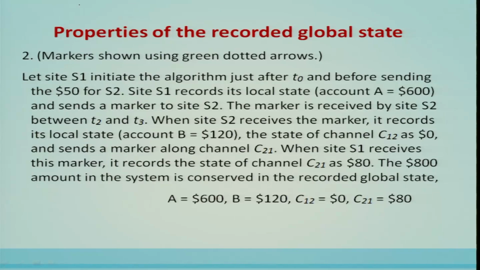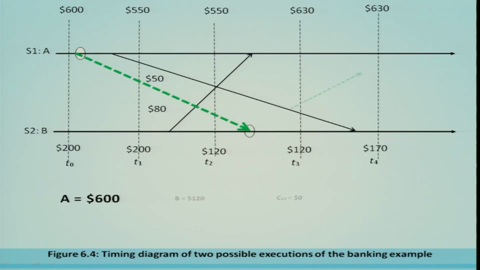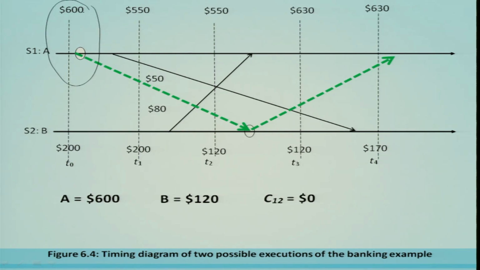Another example we are going to see wherein the markers are shown in the green dotted arrows. In this example, I will explain the working of the Chandy-Lamport algorithm. Now here you can see that before sending the message, the state is recorded at S1. So the marker sending rule will record its state, and then the marker will be sent on the outgoing channel, that is C12.